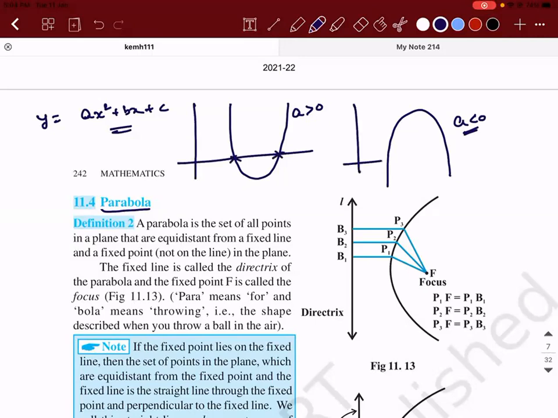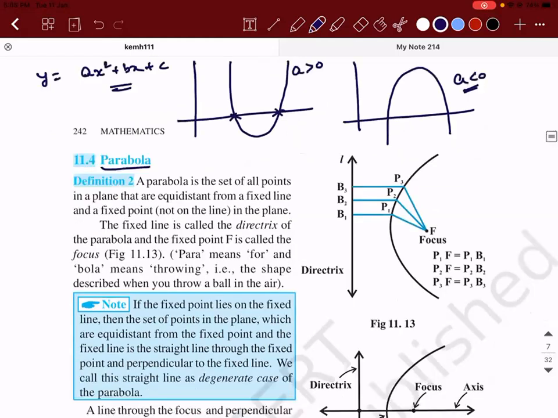Similarly, in your 11th standard, where did you hear about parabola? Not in math. You would have seen it in physics, under projectile motion. Correct. Yeah, we saw it in projectile motion. So let's try to connect all the dots and understand what a parabola is.